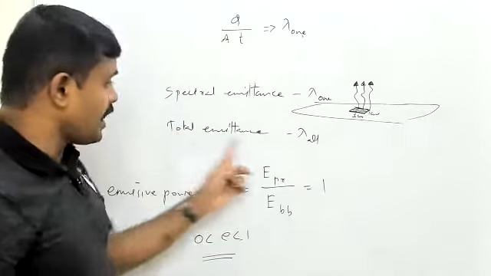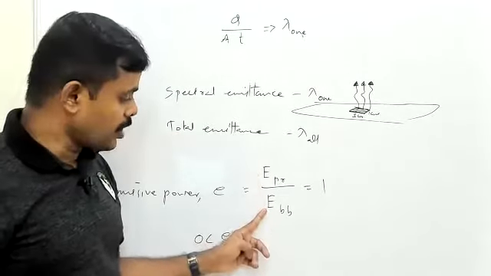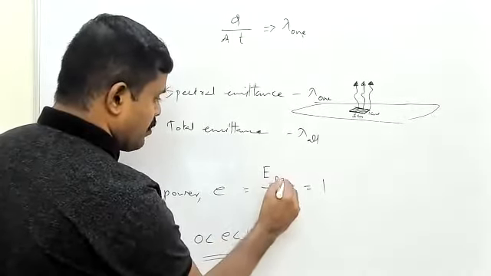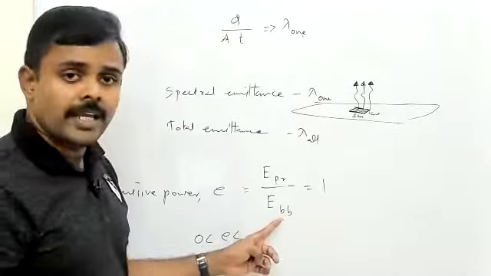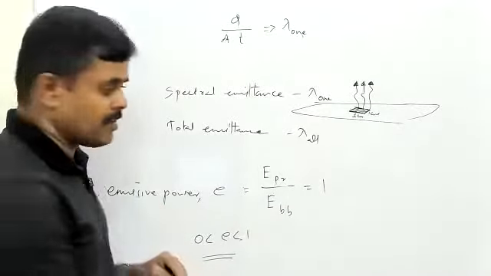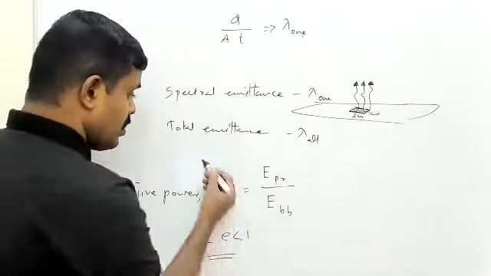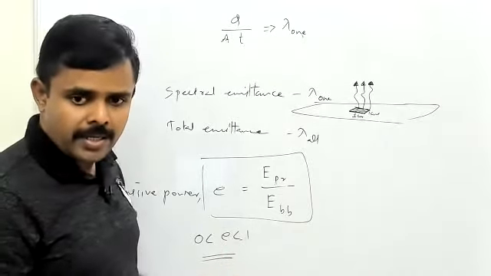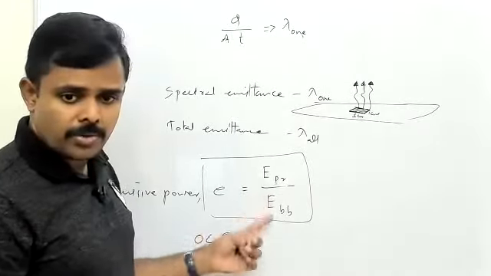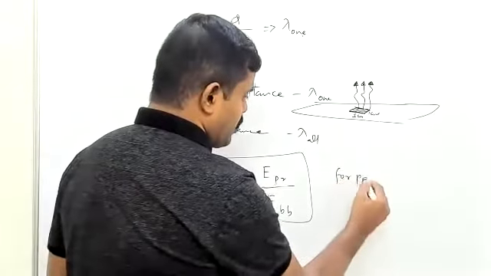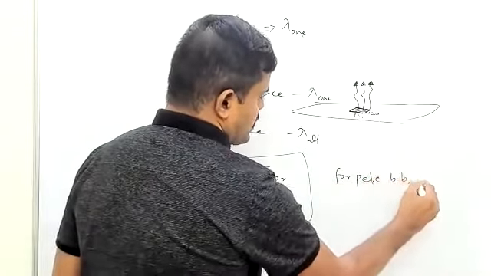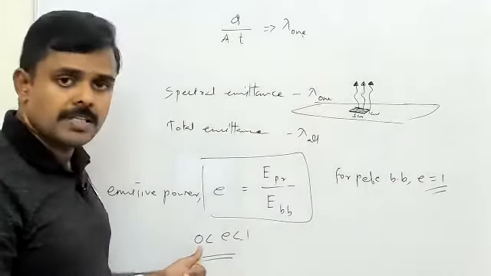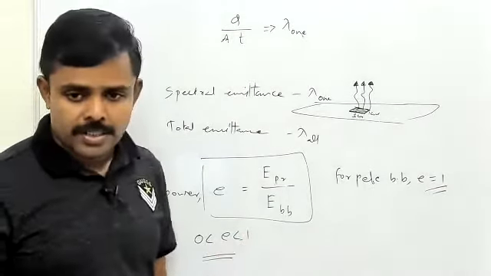And then, if you take total emittance for a practical body, real body, to total emittance for a perfectly black body, this is called emissive power of the body. So what is emissive power? It is E practical by E black body. But for a perfectly black body, both these are equal, so E is equal to 1. Emissive power value ranges between 0 and 1, 0 less than E less than 1. Did you understand all these?